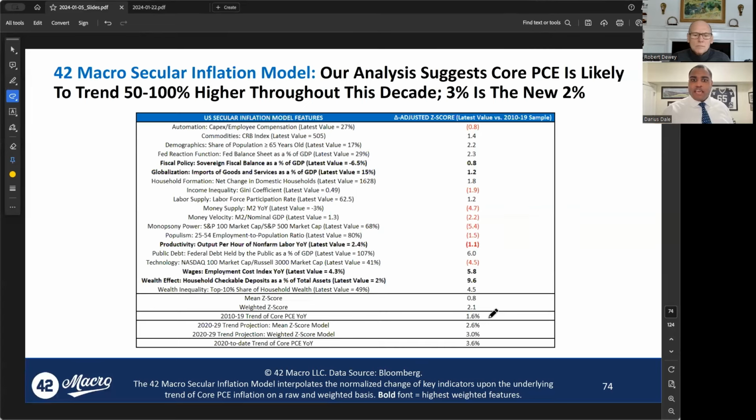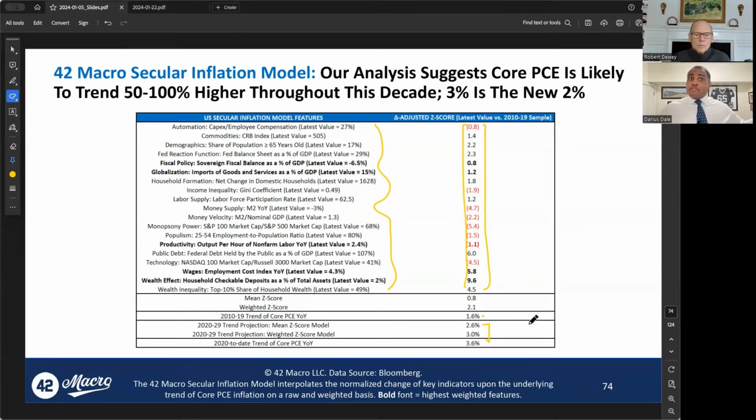So the key conclusion here is that the underlying trend of core PCE was 1.6% in the 2010 to 2019 decade. Based on the delta adjusted z-scores, the normalized change or the jump conditions observed in these critical variables that our research and other research has shown to be highly correlated or highly co-integrated with that underlying trend of core PCE over time in different intervals, our model is saying, hey, we've probably jumped to an underlying trend of 2.6% to 3%.